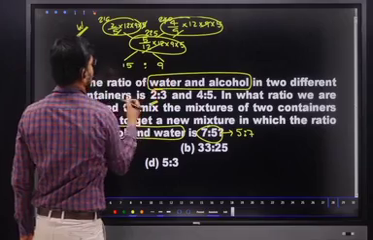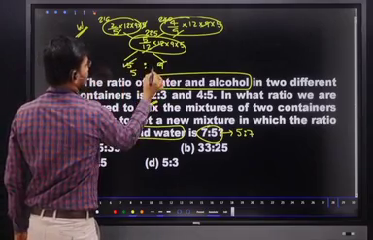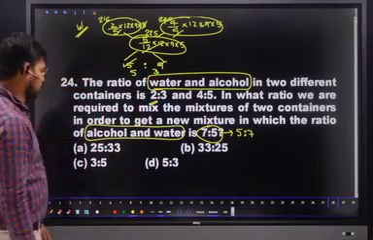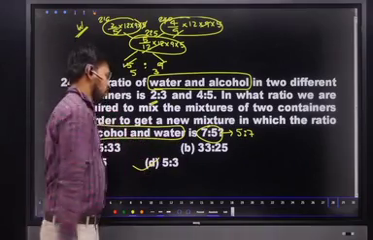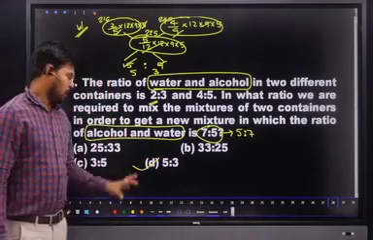So 5 threes are 15, 3 threes are 9. 5 is to 3. Your answer is 5 is to 3. Option D is the right answer.